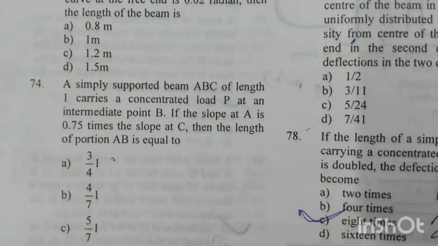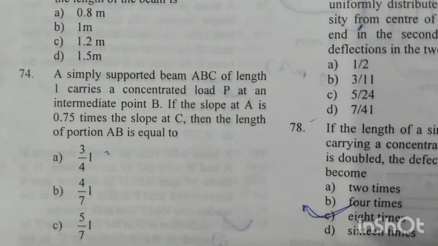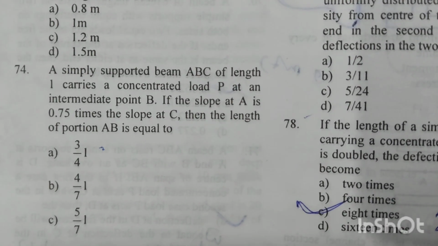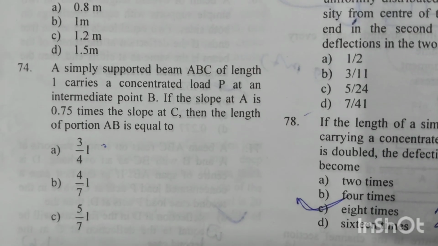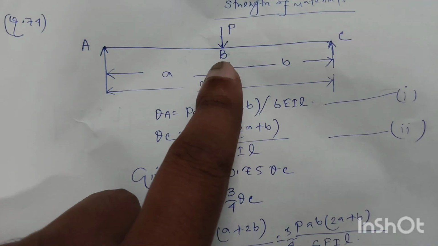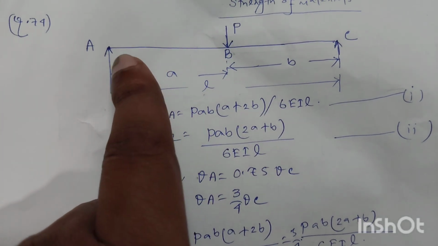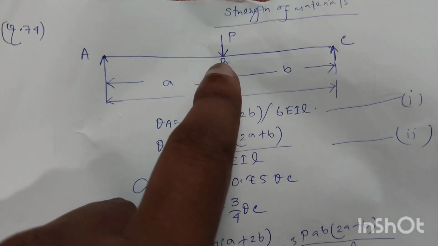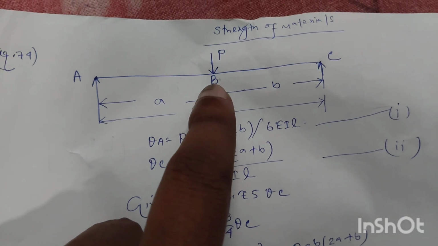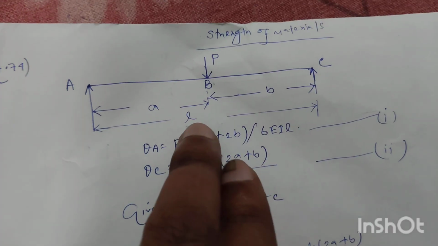Question number 74. A simply supported beam ABC of length L carries a concentrated load P at an intermediate point B. If the slope at A is 0.75 times the slope at C, then the length of the portion AB is equal to. This is our simply supported beam AC. Let's take a point B at a distance small a from the end A, and at this point B a point load P is acting, and the length BC is equal to small b, and the total length of the beam is equal to L.